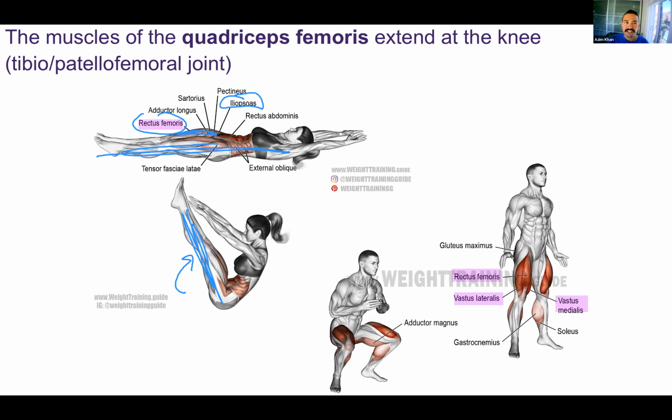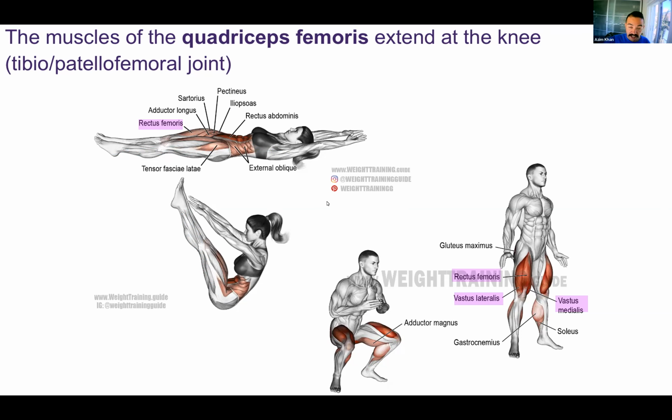Did I say that right? Extension of the tibiopatellofemoral joint, flexion of the femoroacetabular joint. And here you can see that flexion, extension. You start with your knee bent, and the knee extends. So jumping, squatting, the motion where you're coming back up, that's using the quadriceps: the rectus femoris, vastus medialis, vastus intermedius, vastus lateralis. That's on the anterior side of the femoral region.